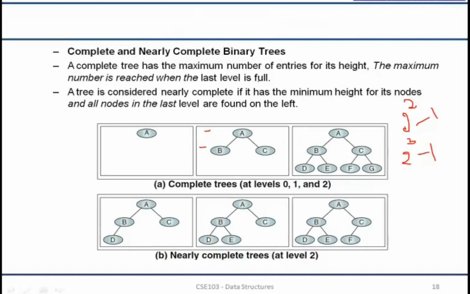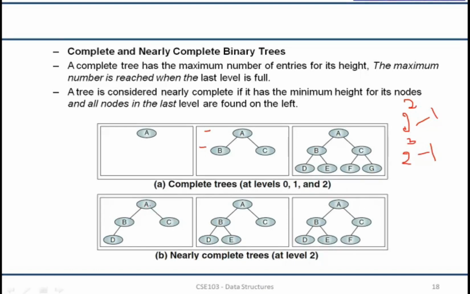Okay, complete binary tree. Now what does a nearly complete binary tree mean? In a nearly complete binary tree, the maximum number of nodes for a given height will be filled, and if any nodes are not filled, it will only be in the right child. The right child will be empty. Then it is called a nearly complete binary tree.